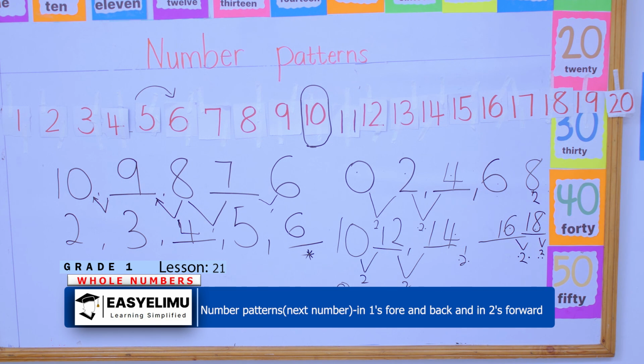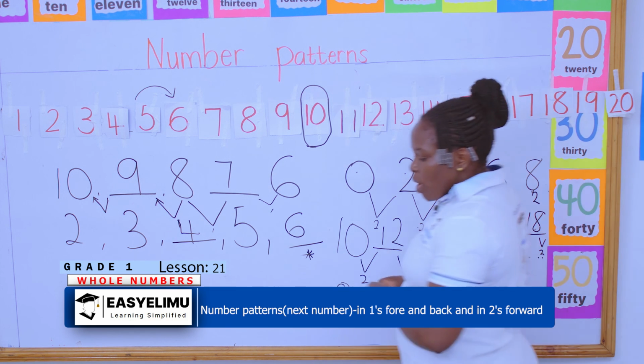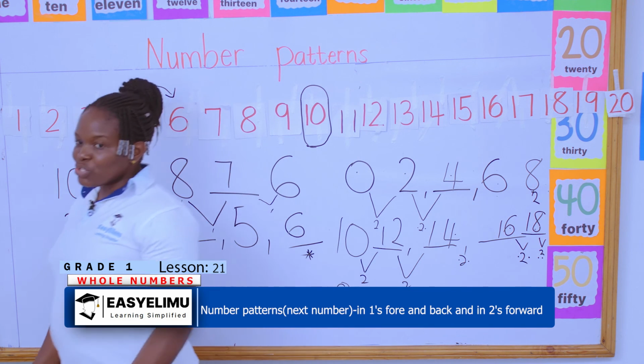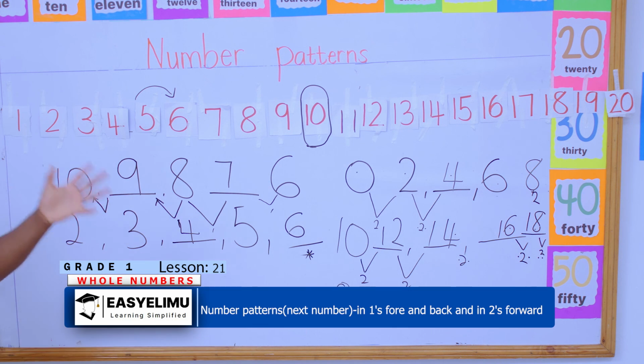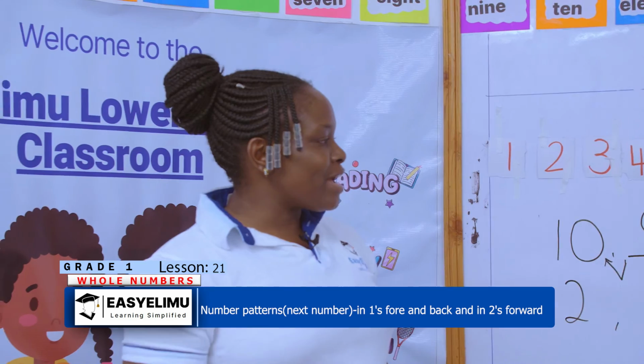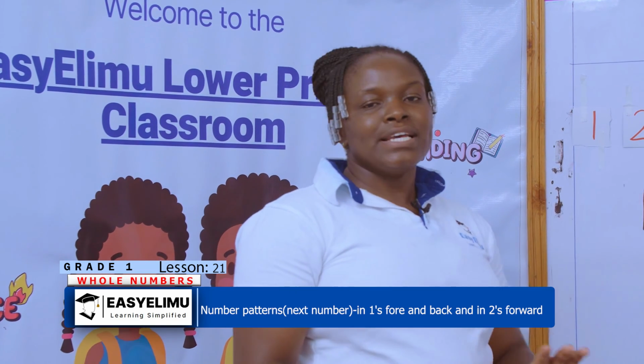Have you seen the way we are doing numbers? It's very easy to count forward, backwards, in ones, in twos. It is very easy because we have done these activities several times, and that is how easy it is.